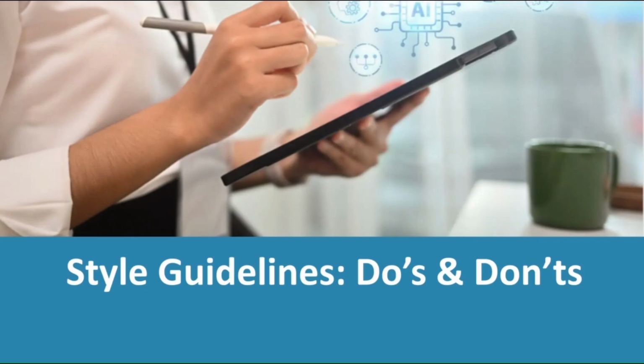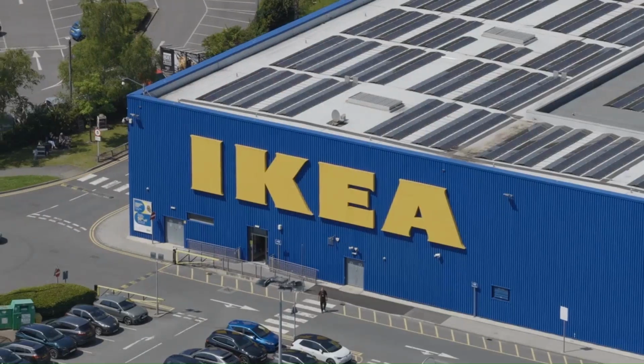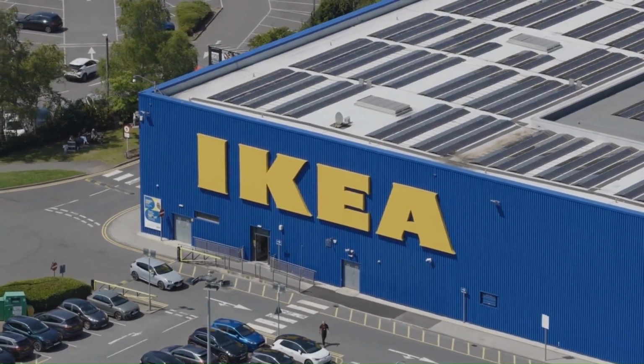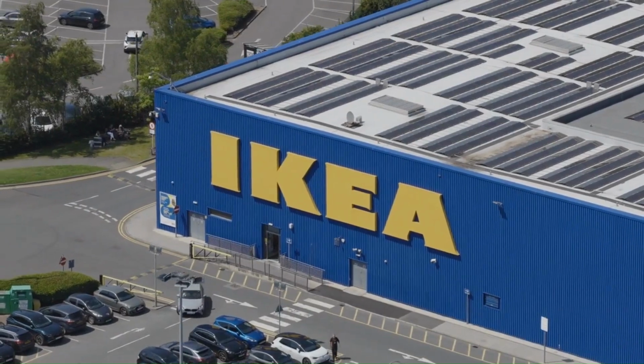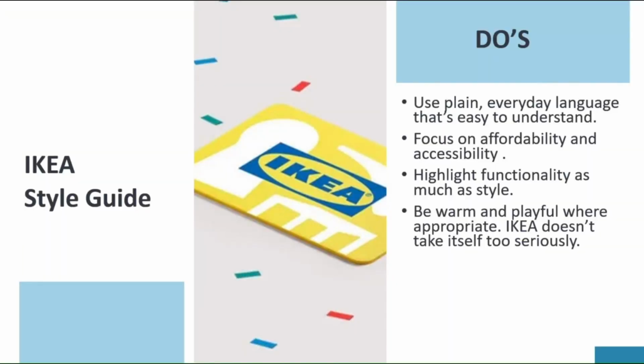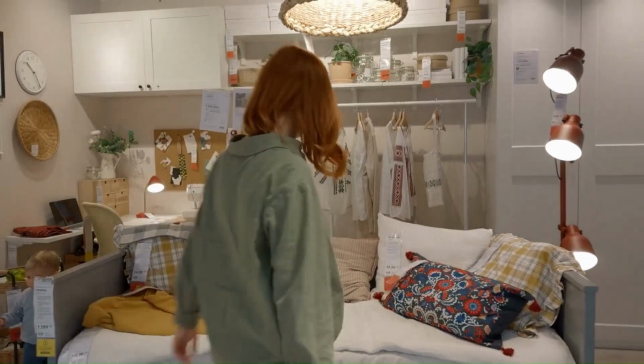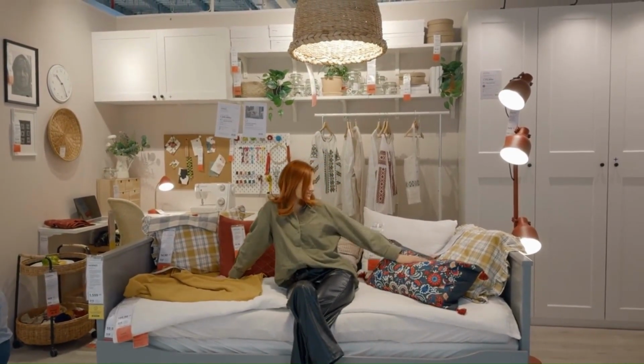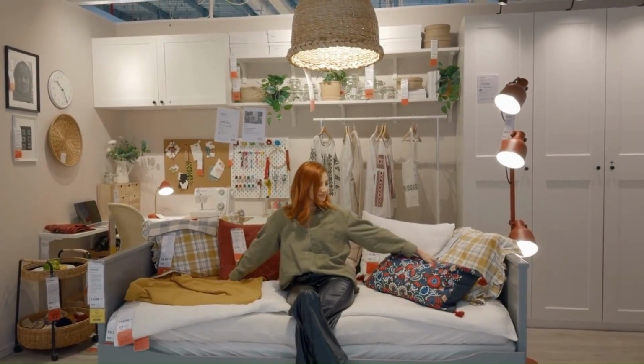Next are your style guidelines. This is where you can guide AI with simple do's and don'ts for your brand. Let's go back to the IKEA example. A style guide for IKEA might look something like this. Use plain, everyday language that's easy to understand. Focus on affordability and accessibility. Highlight functionality as much as style. Be warm and playful where appropriate. IKEA doesn't take itself too seriously. Do these guidelines feel like the IKEA you know? Definitely.